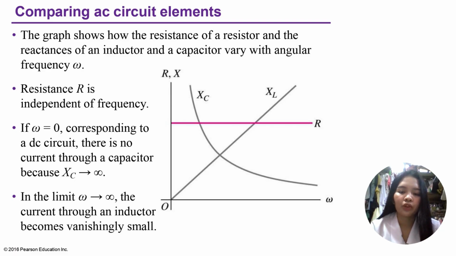Conversely, the downward sloping curve represents the capacitive reactance, X sub C, which decreases inversely with frequency. So this frequency dependence is a key distinction between resistors, inductors, and capacitors in AC circuits. So, at angular frequency equal to zero, as in a DC circuit, there is no current through a capacitor because X_C approaches infinity. In the limit where angular frequency approaches infinity, the current through an inductor becomes vanishingly small.